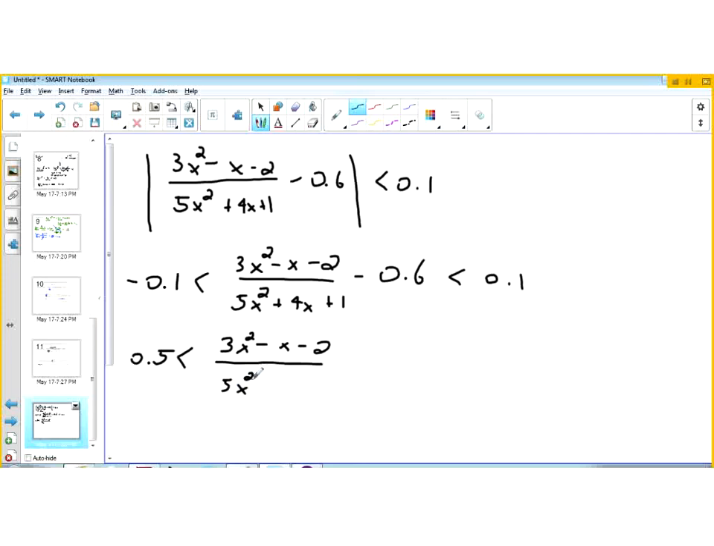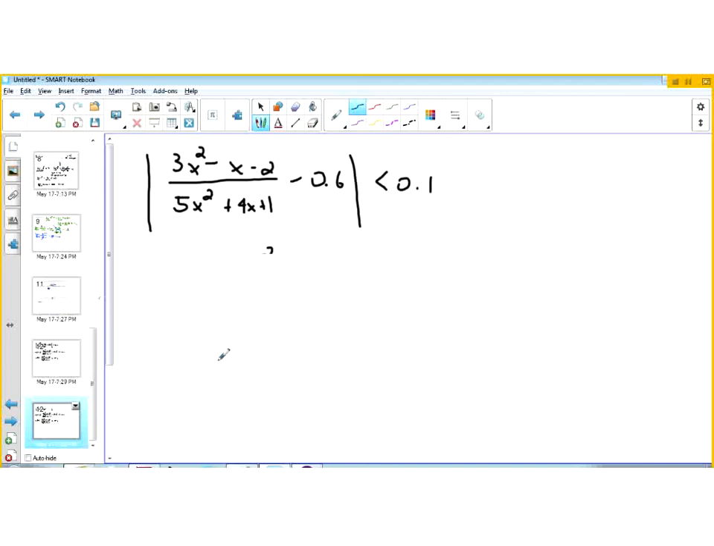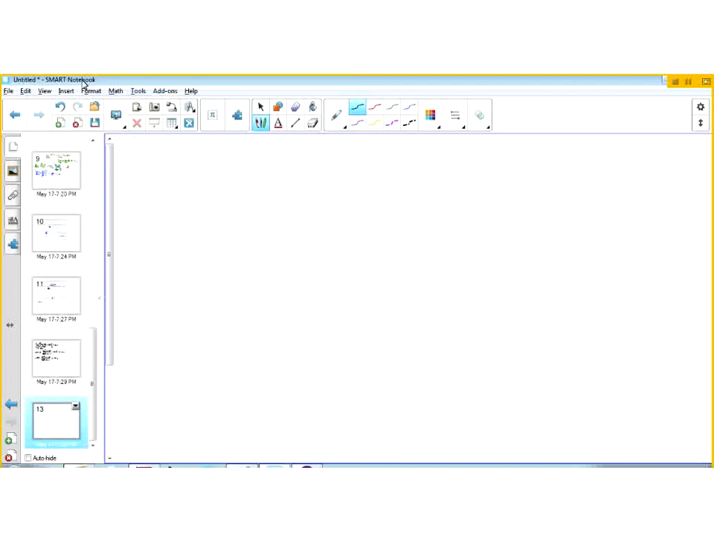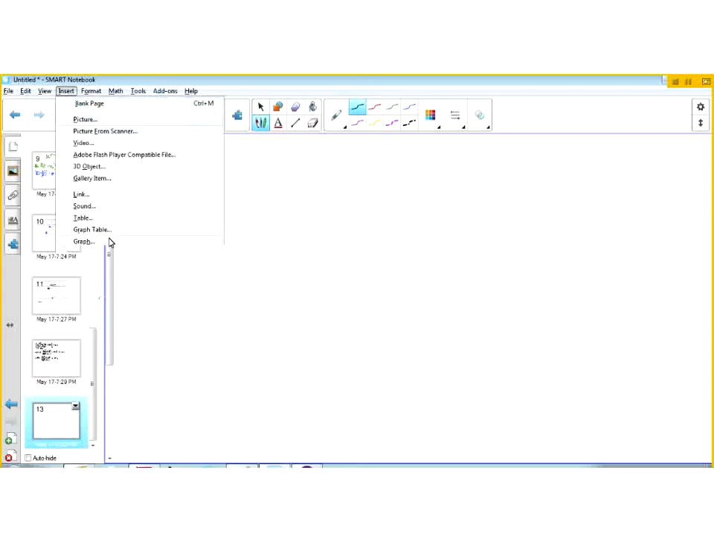All right, so what interval on the x-axis achieves this result? That's what we would like to know. So how do we do that? How do we find an interval on the x-axis so that the output of this function is wedged between 0.5 and 0.7? Well, the obvious technique is to use a calculator, a graphing calculator. So let's insert the graphing calculator.